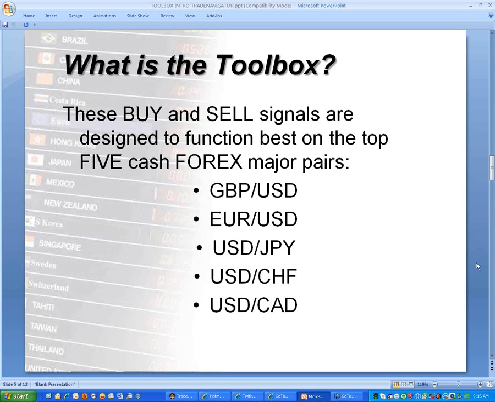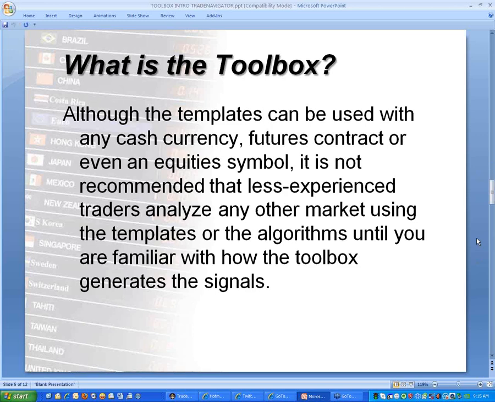Now, you can use them in other pairs, and we'll talk about that in just a minute, and in other markets, but they're designed to function best on foreign exchange. They can be used with any cash currency, any futures contract. You can use it with equities or indices. Now, it's not recommended that less experienced traders analyze any other market using these templates or the algorithms until you're familiar with how the toolbox generates the signals.